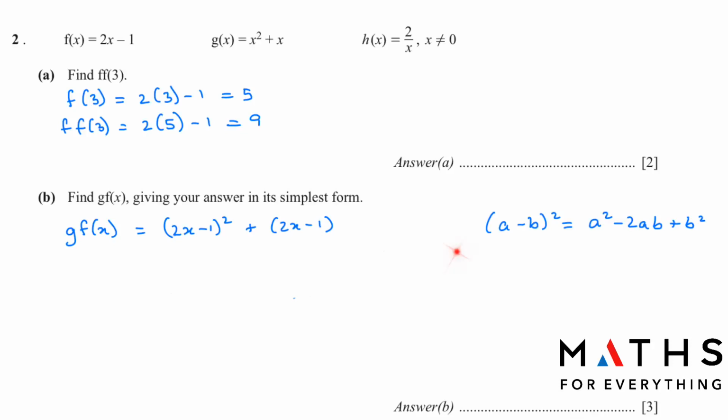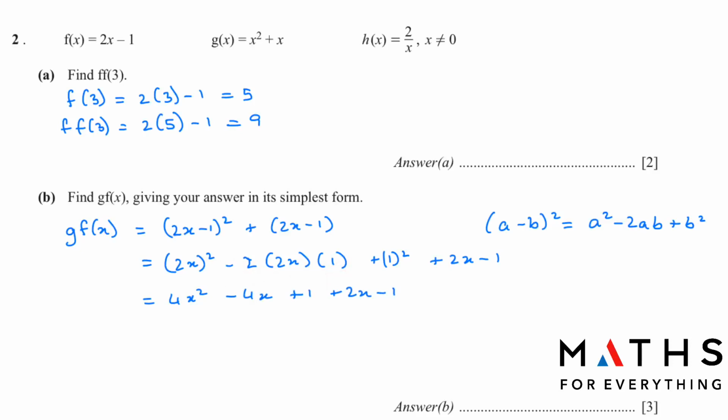Or if you don't know, then you can write 2x minus 1 multiplied by 2x minus 1 and expand the bracket. In this case, your a is 2x. So we will write it (2x) square minus 2. And in place of a, replace your 2x. And b is 1. And then b square, which is plus 1 square. And then 2x minus 1. This 2 is for the 2 and x. So we'll get 4x square minus 4x plus 1 plus 2x minus 1.